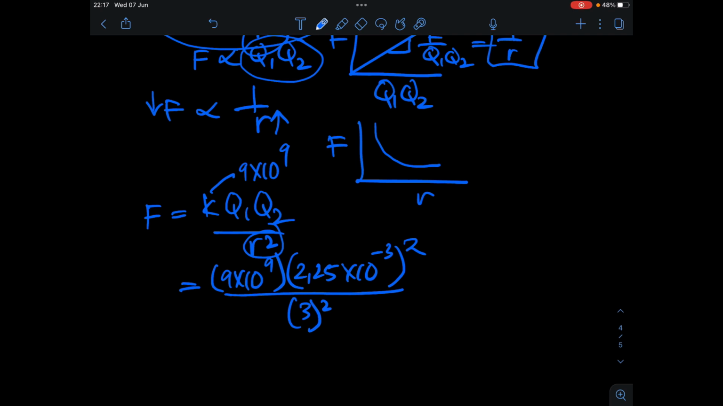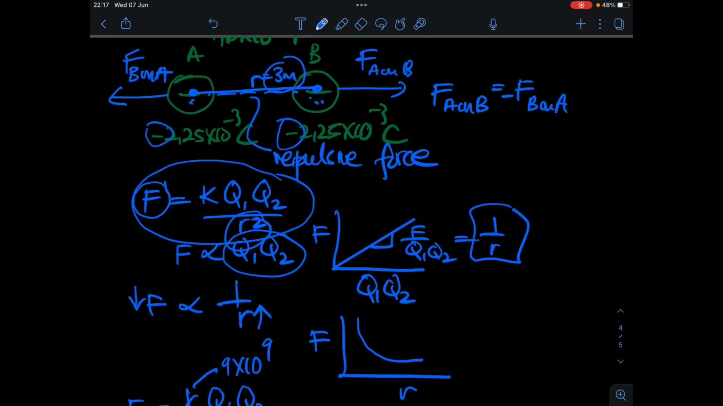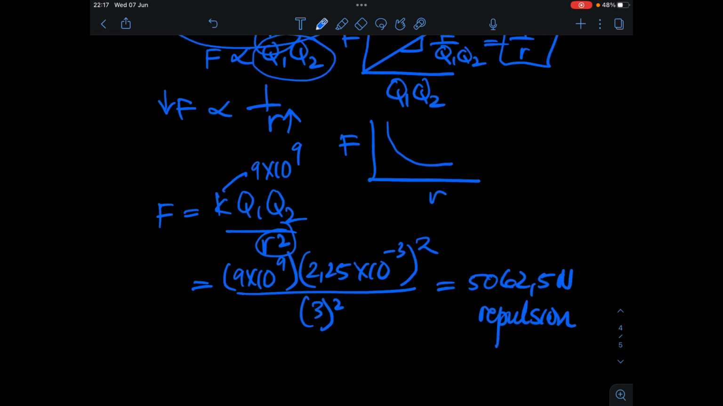So let me quickly punch that in the calculator. It's going to be 9 times 10 to the power 9 multiplied by 2.25 times 10 to the power negative 3 squared. I hope you understand the square part, over 3 to the power 2, which is 9. So the force between them is 5062.5 newtons. And the force between them is what? It's repulsion, because they're both negative. Remember, guys, I did not involve the negative signs there. When I substitute there, you don't have to put the signs, guys.